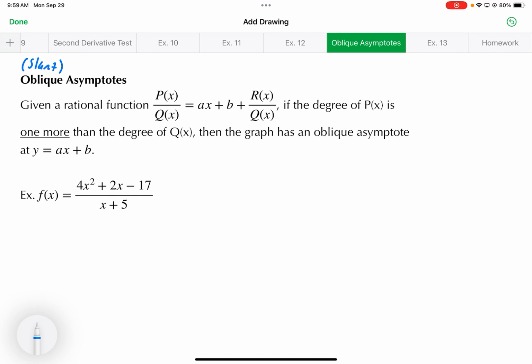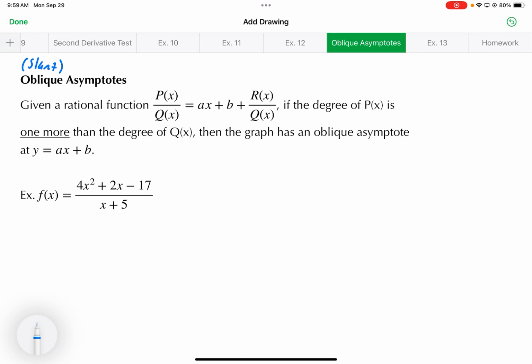values, okay? All right, so the math mumbo jumbo that I have up on our slide is if you have a rational function, p of x over q of x, and it equals ax plus b plus capital R of x over q of x, if the degree of p of x is 1 more than the degree of q of x, then the graph has what's called an oblique asymptote at y equals ax plus b.